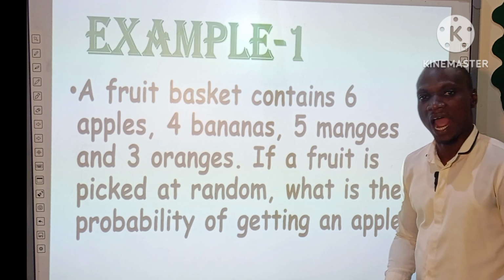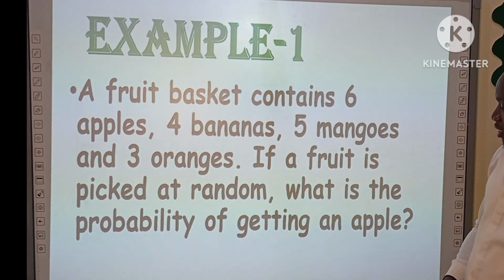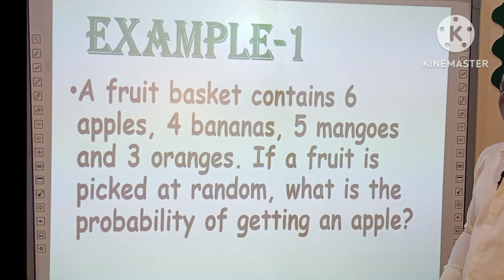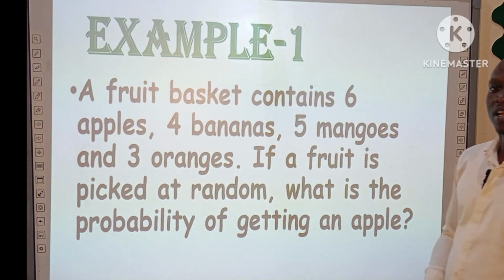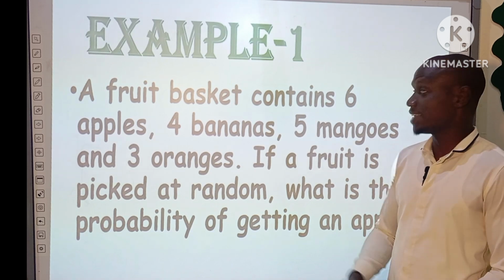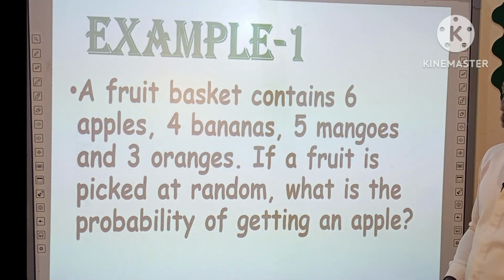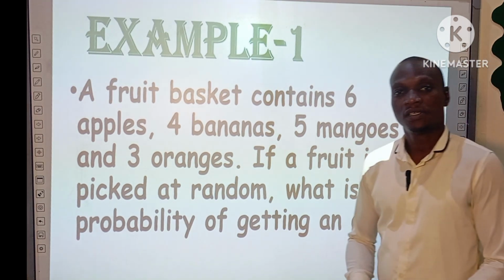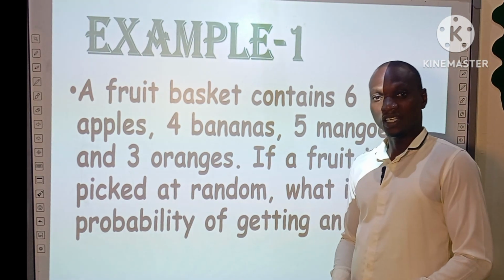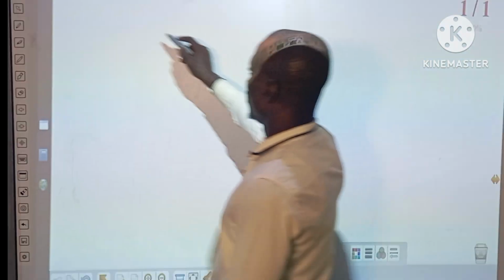Now the number of apples, because since we are looking for the probability of picking an apple, we will write the number of apples over the total number. So the number of apples, which is 6, will be our numerator, while the total number, which is 18, will be our denominator. Then we can reduce it to its lowest terms. Let's practicalize this on our board.